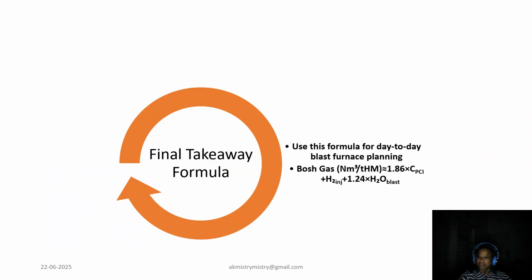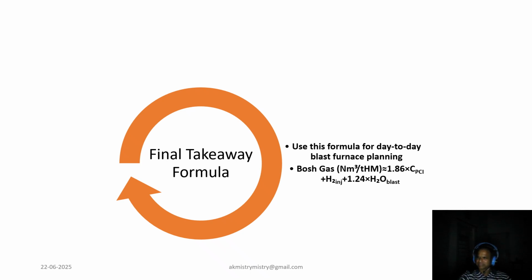So let us discuss the final takeaway formula. Here is the formula we can use in our day-to-day calculation. The Bosch gas volume, calculated in normal meter cube per ton hot metal, equals 1.86 times the kg of carbon from PCI, added with hydrogen injection in normal meter cube, plus 1.2 times the steam utilized in terms of kg per ton hot metal.